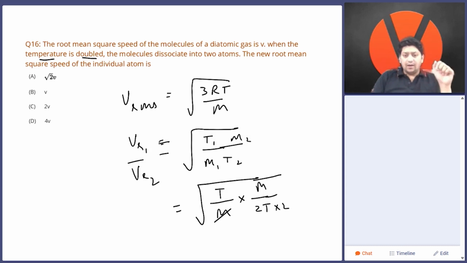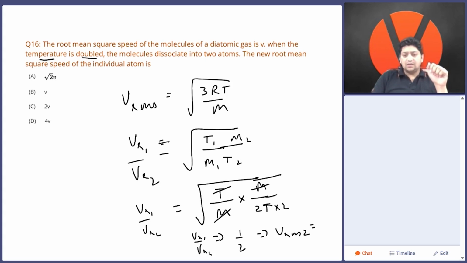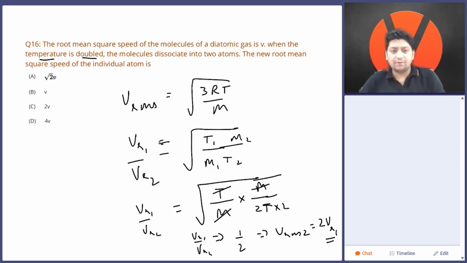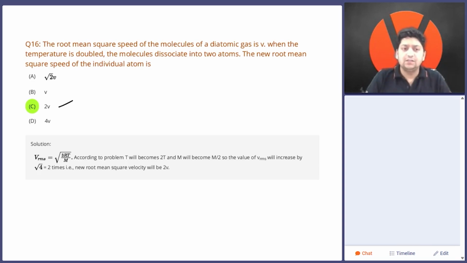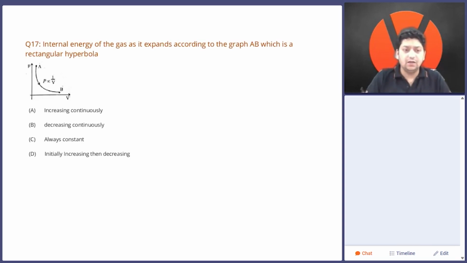So this is the scenario, and M will be cancelled out, T and T will be cancelled out. VR1 by VR2 will be equal to 1 by 2. It means the RMS velocity in the second case will be twice the RMS velocity of the first case. So the answer which we will get is option C. Yes, C option is the correct answer, right? So this is the way of solving this type of questions.